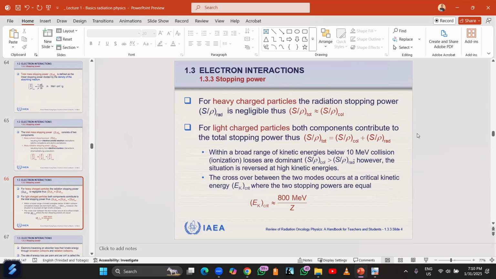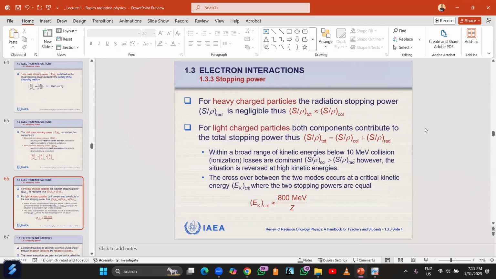Carbon can be ionized as well. There are some centers, I think, in the US that focus on carbon ion therapy. But obviously, we need special machines to achieve that. In that case, the total stopping power would be equivalent to the collisional. In other words, the radiative component is almost zero. There is little Bremsstrahlung for heavy charged particles.